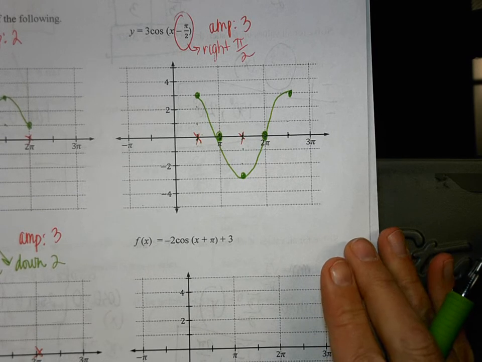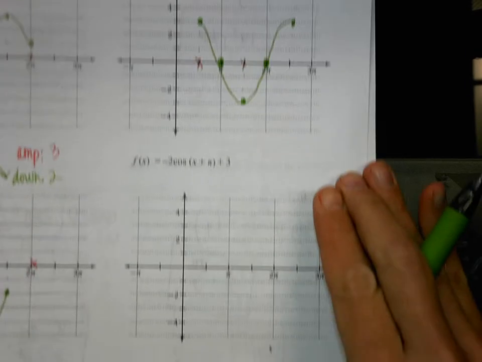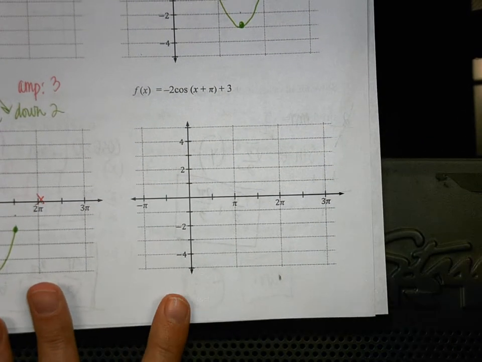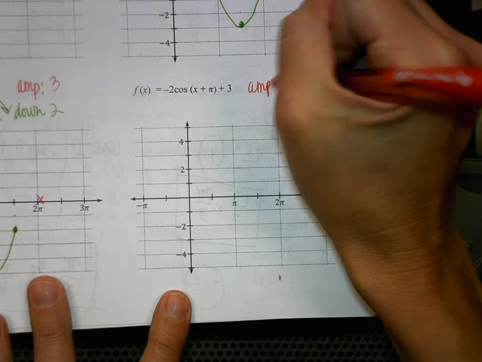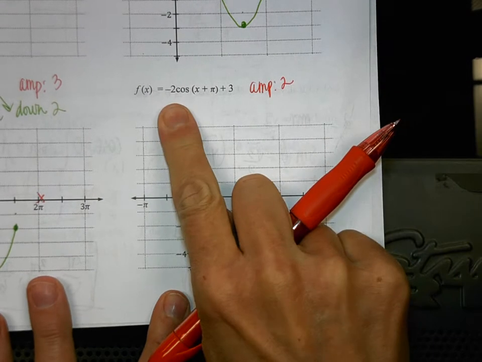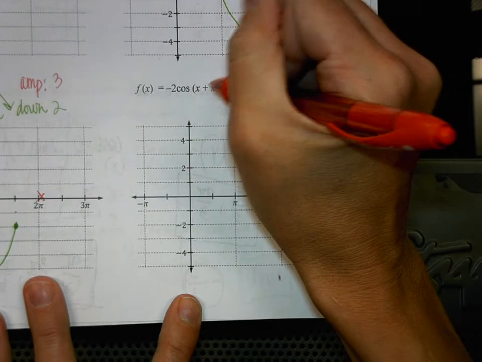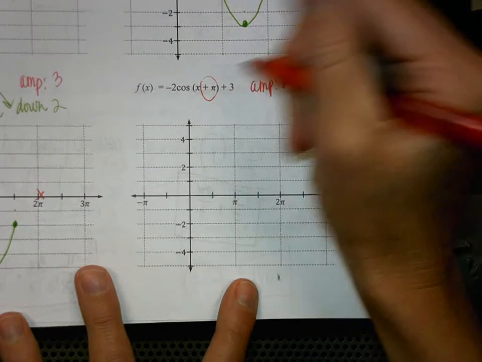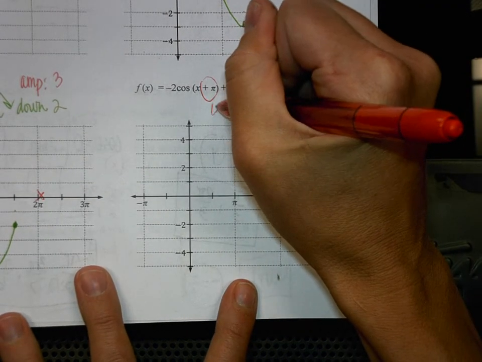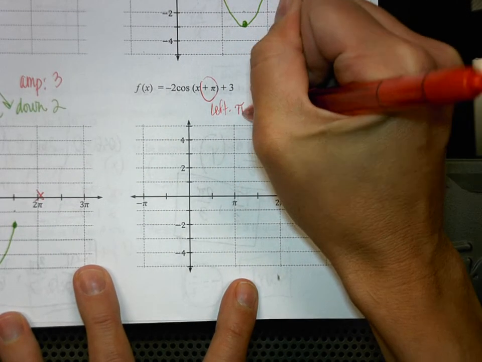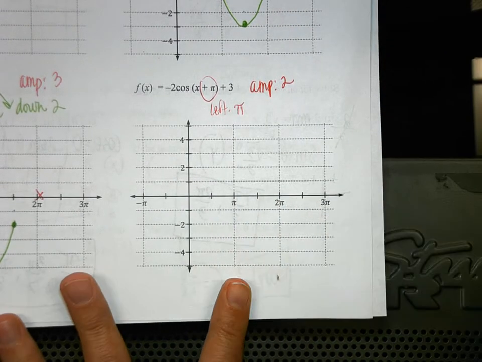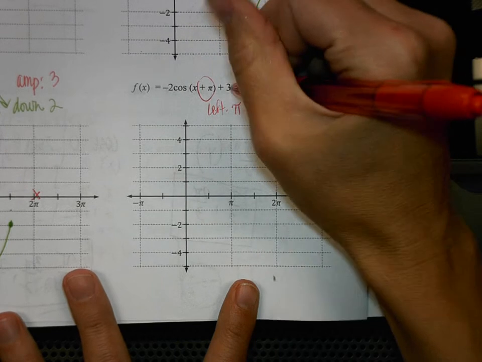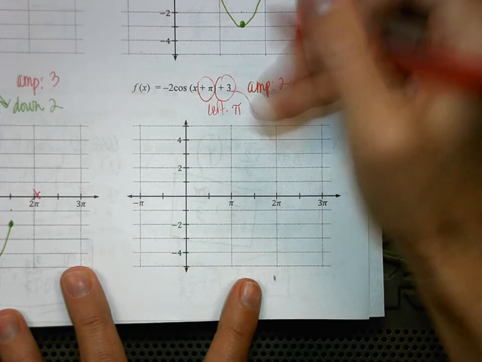Okay, last one here. What is my amplitude on this one? 2. Amplitude is always the value in front. This means I'm going to move it which way? Good. Left pi, which means that it's actually 2 markings, right? Because each marking is pi over 2. So left pi will be 2 markings, and then plus 3 means I will move it up 3.